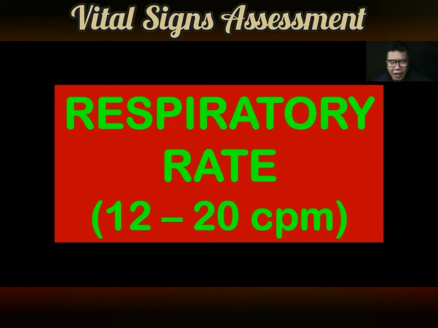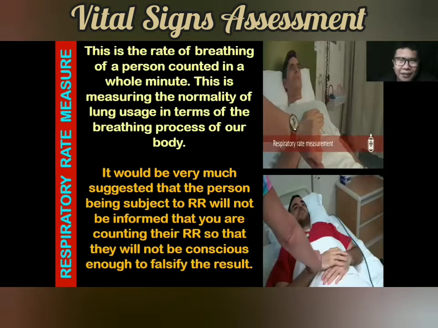Now, the second vital sign here is the respiratory rate or the RR. Okay. Now, in some books, the normal range is 14 to 20 cycles per minute. But there are many books saying that it's 12 to 20 cycles per minute. Whatever that is, we will take the average. So the normal respiratory rate is between 12 to 20 cycles per minute.